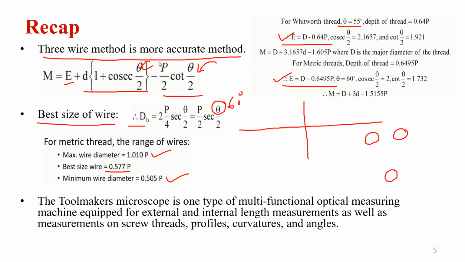And then we discussed the toolmaker's microscope. It is a multifunctional optical measuring machine equipped for external as well as internal measurement of length. We can also measure screw threads, profiles, curvatures, and angles. We also discussed the various applications of the toolmaker's microscope in the last class.